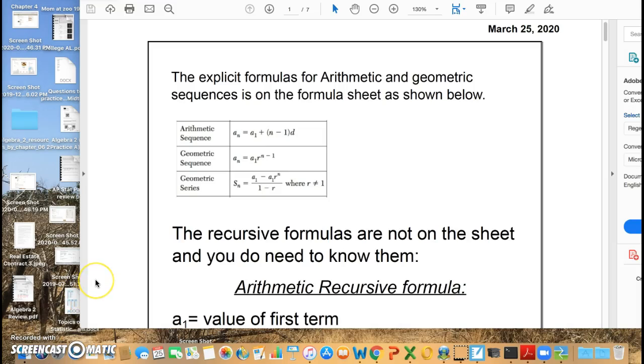Hi, everybody. Today I'm going to go over some Regents questions for sequences and series. Actually, today I'm just going to focus on sequences. So let's start here. Again, I gave you this before.